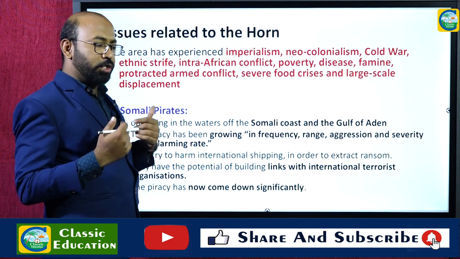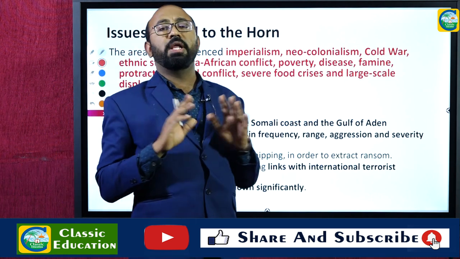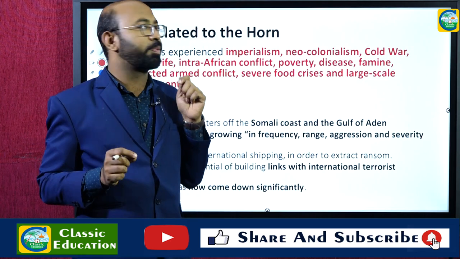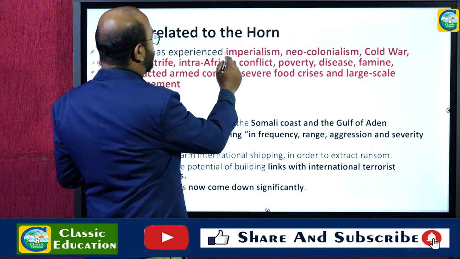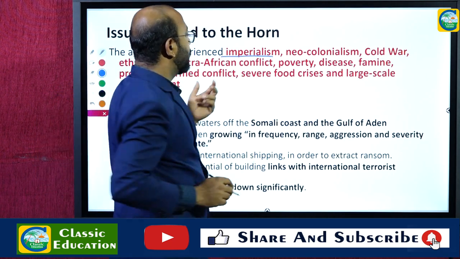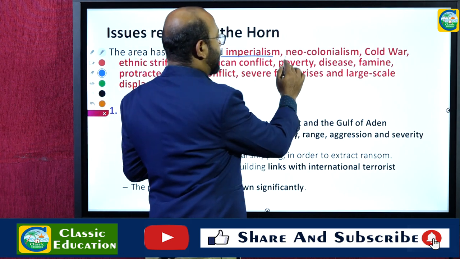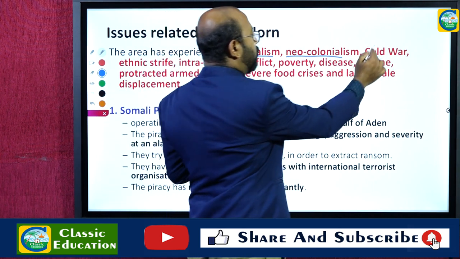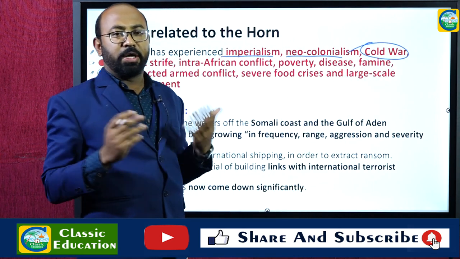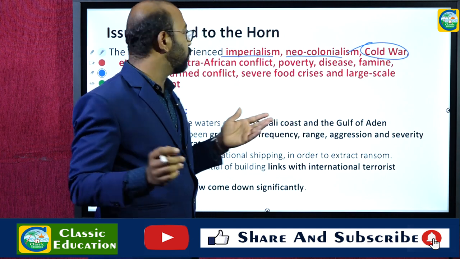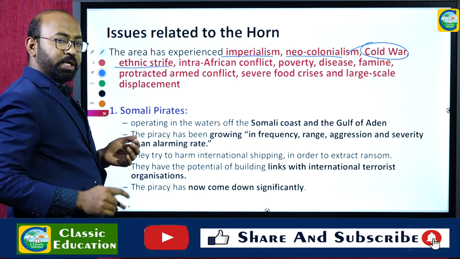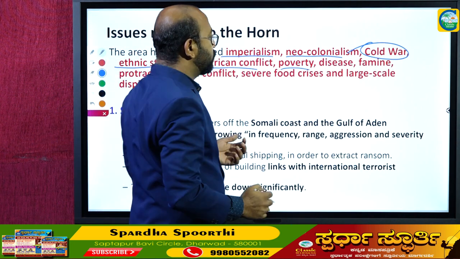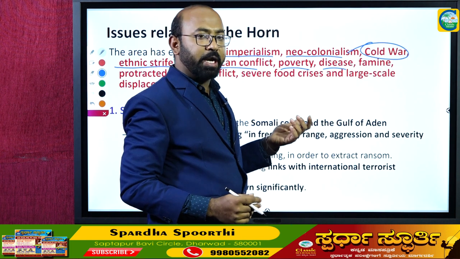Now, what are the issues related to the Horn? There are various issues. Because of these issues, this Horn of Africa will always be in the news. What are those? In the past, this region has been exposed to the wrongs of imperialism. This has experienced neo-colonialism. This was one of the puppets of the ideologically different countries during the Cold War. There are various ethnic strifes. There are intra-African conflicts. There are poverty issues, various diseases which are pandemic in nature.